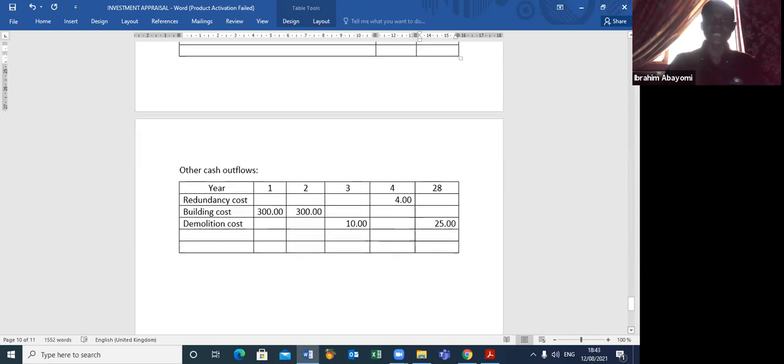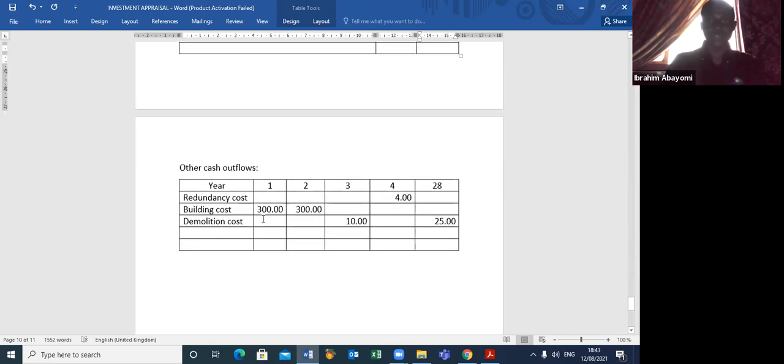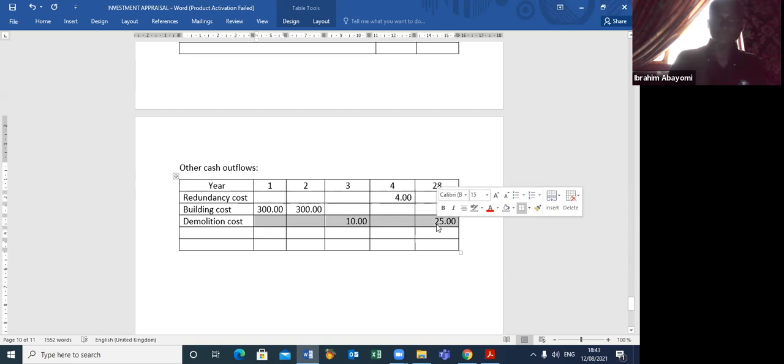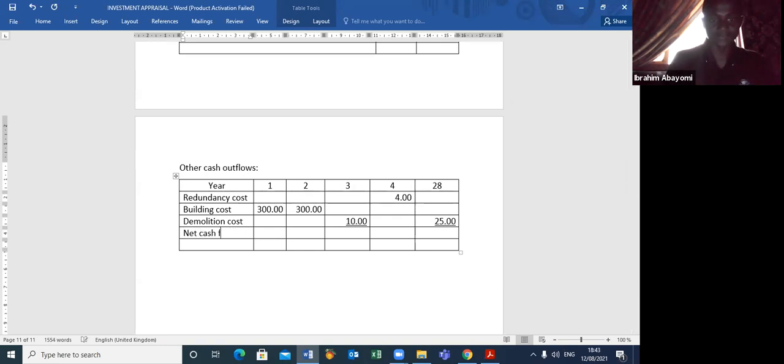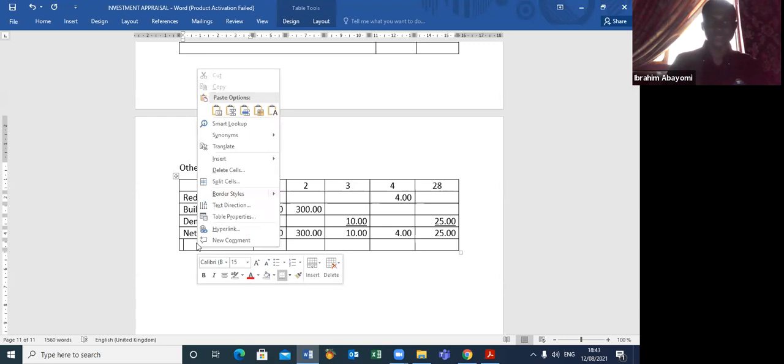So we have finished sorting our cash flows. We can now get our nets. The net cash flow here will be 300.00, 300.00. This is 10.00, this is 4.00, and this is 25.00. Okay, I need one more space. Insert below.